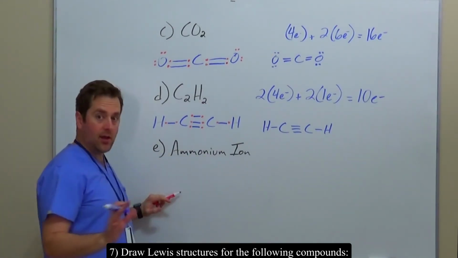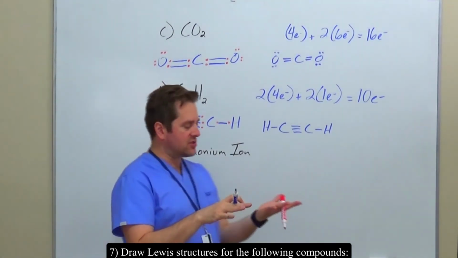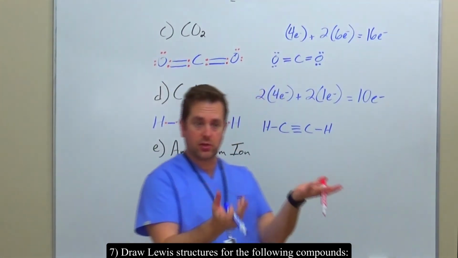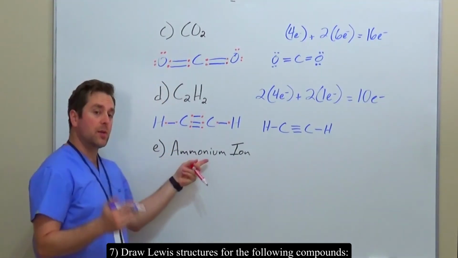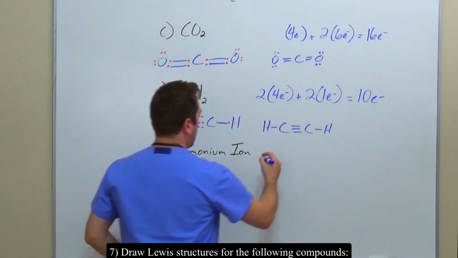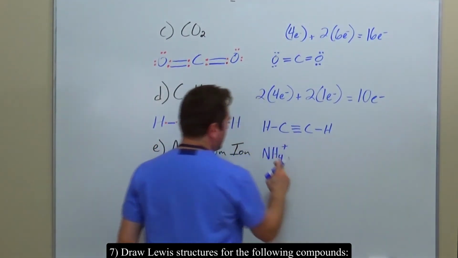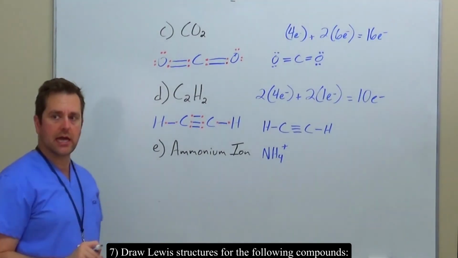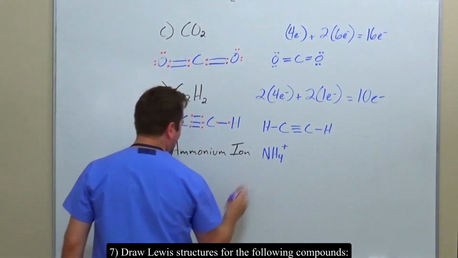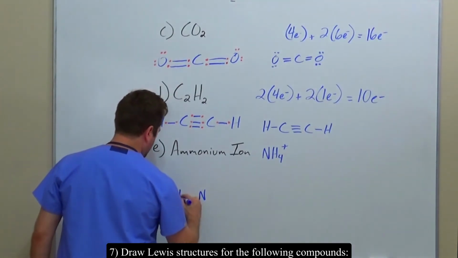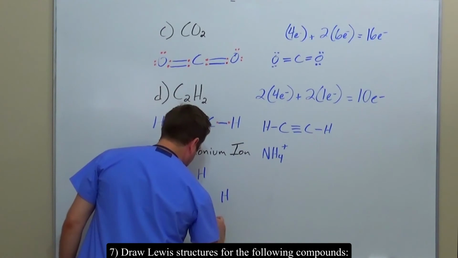Now we have an ion. We cannot lose sight of that. Remember, an ion is not going to have the same number of protons and electrons. It's either going to be positively charged or negatively charged. In this case, it's ammonium. And you'll recall, ammonium is NH4 with a positive 1 charge. So we can't lose sight of that. Now notice we have a nitrogen. And this time it's bonded to 4 hydrogens. So I'm just going to place them all around the nitrogen.